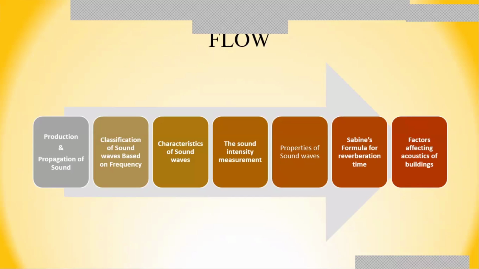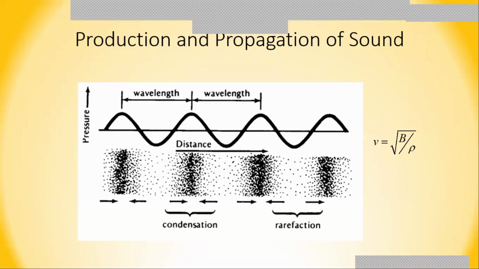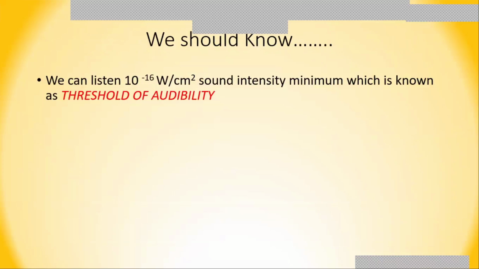Second part will be the ultrasonic waves. As I told you, there is a transfer of energy from one particle to the other, and the sound waves propagate by compression and rarefaction. Just for your information, we can listen to 10 to the power minus 16 sound intensity, which is known as the threshold of audibility. This is the minimum intensity that a human ear can hear. This also you have studied.